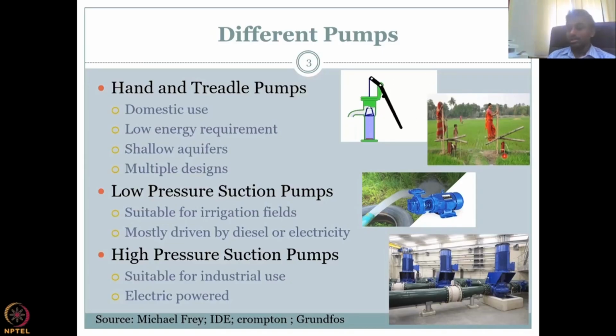One such technique is the centrifugal system, where the pump spins and creates a lower head compared to the head in the well. So then what happens? Water flows from high head to low head.